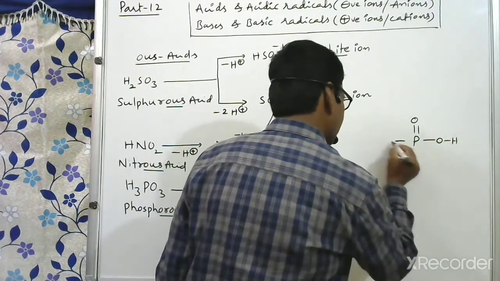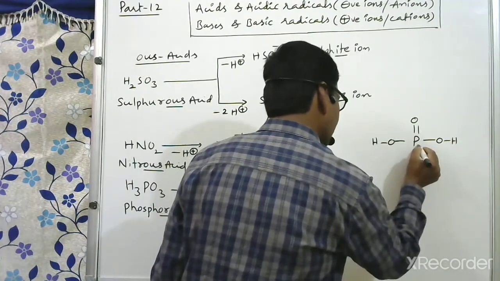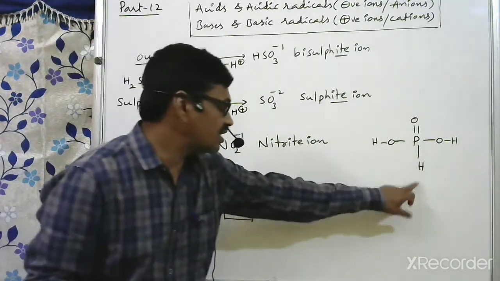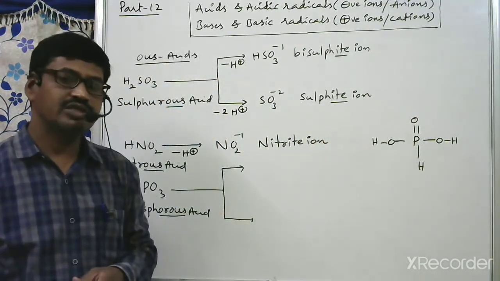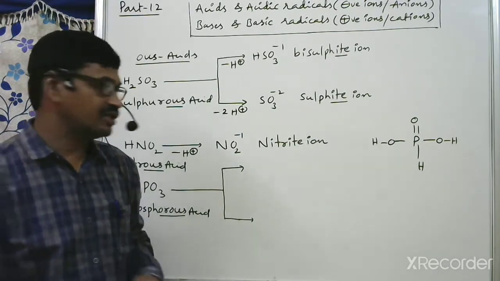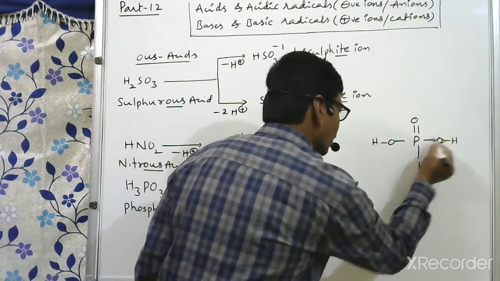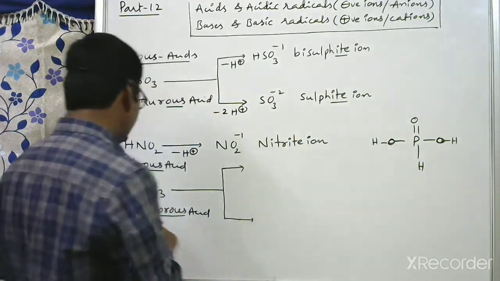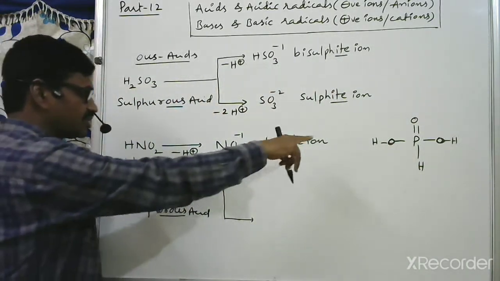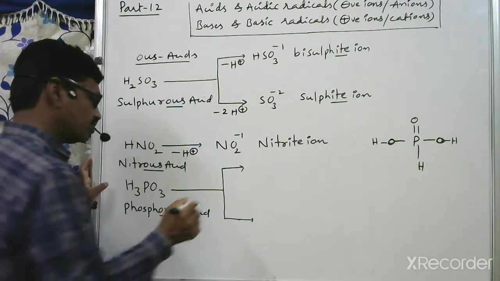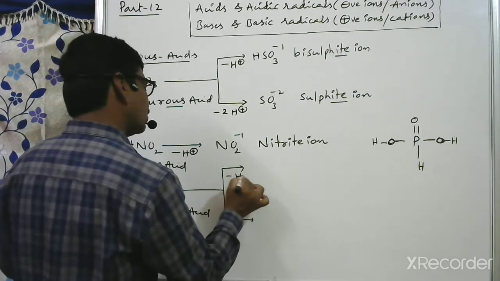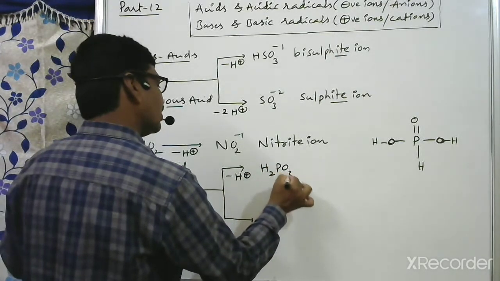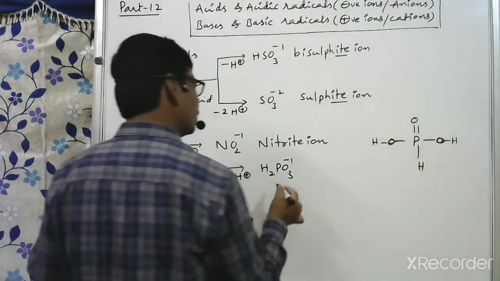Here hydrogen, here OH. One hydrogen is directly connected to phosphorus. The hydrogens which are directly connected to phosphorus are not possible to separate as H plus ions. The hydrogens which are directly connected to oxygen can be easily separated as H plus ions. So for H3PO3, as per the structure, we can remove only two hydrogens. So minus one hydrogen, what is the remaining? H2PO3 minus 1.